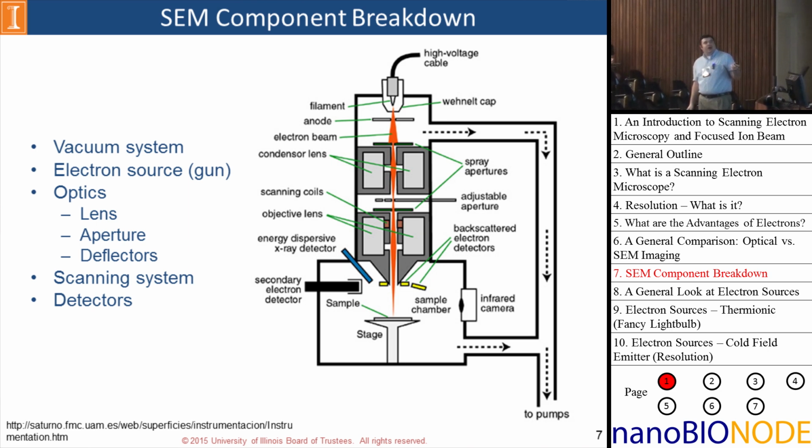And then we have a set of optics. So once we have our electrons, how do we focus them? How do we make sure we get rid of the aberrations that are associated with the lenses? All right, that will all be part of the optics. Then we move on to a scanning system and a set of detectors: once your electrons are hitting your sample, how do we see stuff?